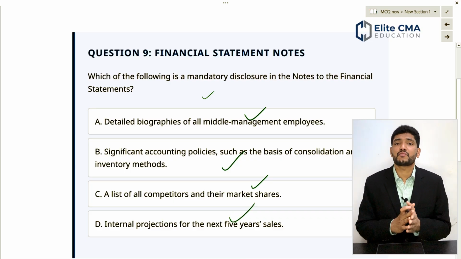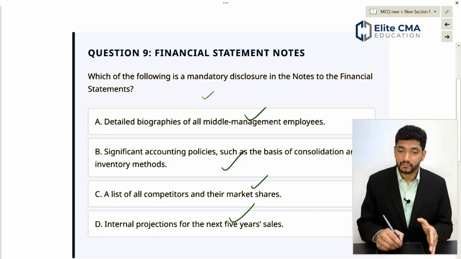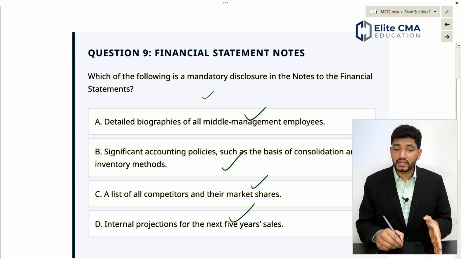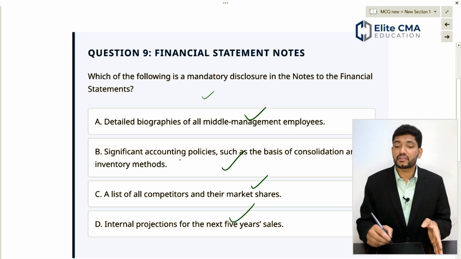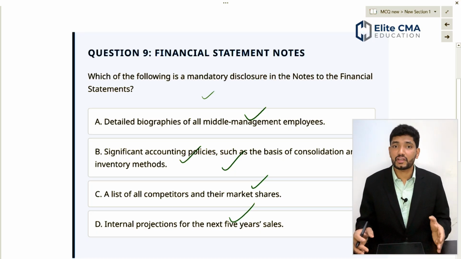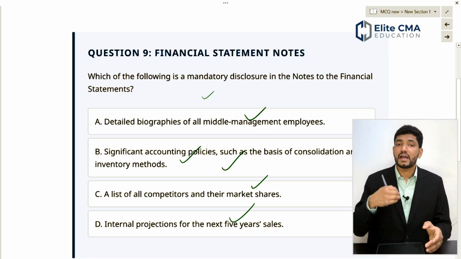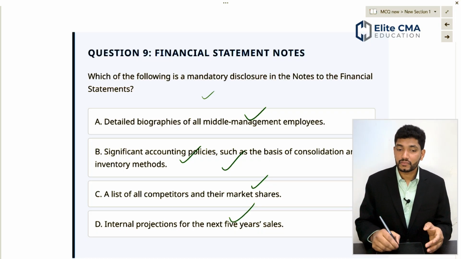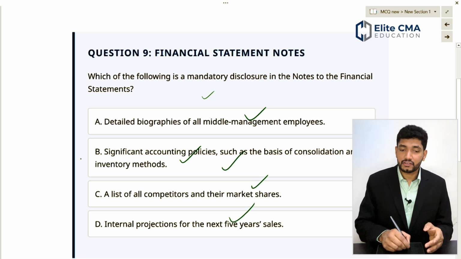Notes to financial statements, we already discussed this multiple times. It should include significant accounting policies such as basis of consolidation, inventory valuation methods used, and the depreciation methods used. Option B is the right answer.